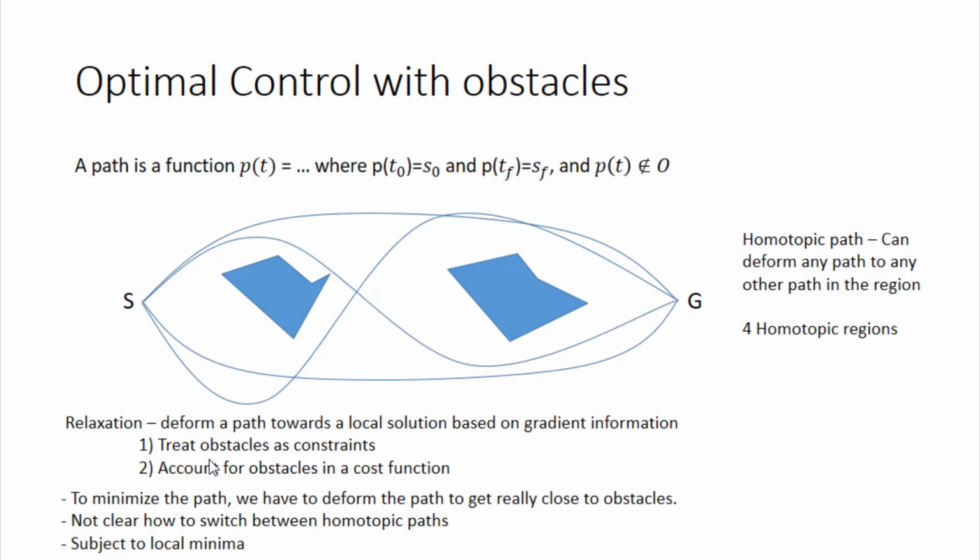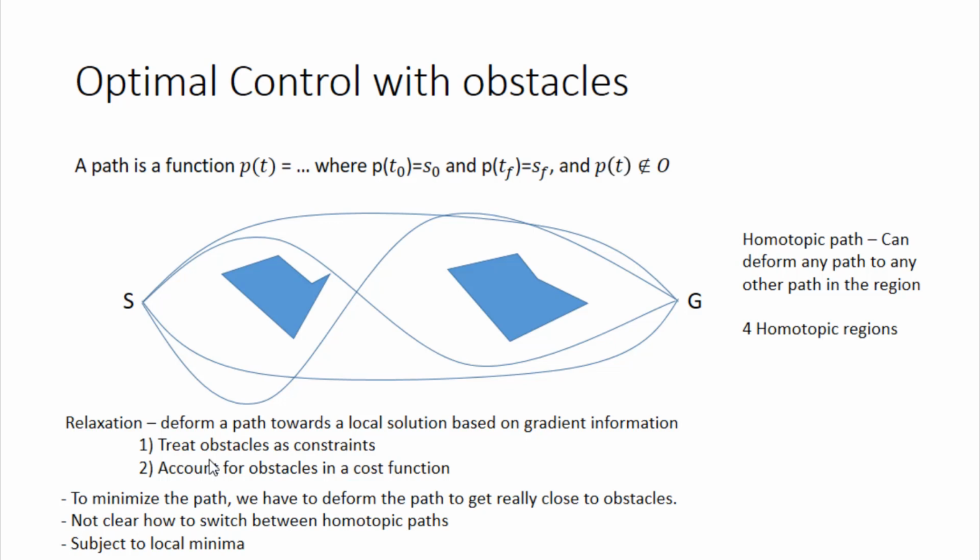So what that means is, there are 3 problems with this. In order to minimize the path, so if we're trying to optimize our motion to get from S to G as fast as possible, we have to deform our path to get really close to obstacles. And just in general, that is bad. That's bad in robotics, because in robotics we want to avoid obstacles. We want to do the opposite of get close to them. We want to get far away from them.